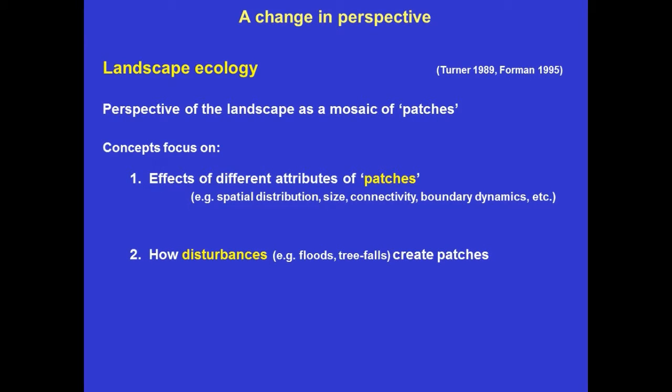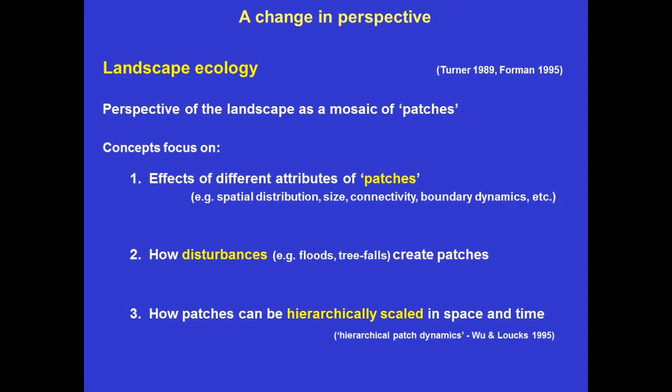How do disturbances create patches? And so when a tree falls in the forest and no one hears it, what's actually happening is that patches are being created in that sort of process. And in the same way, floods do something similar in river systems. And finally, how can patches be hierarchically scaled? In other words, if we know what's going on in a whole lot of smaller patches, can we add those together to predict what's happening in larger patches?